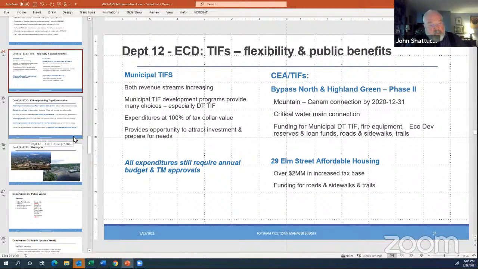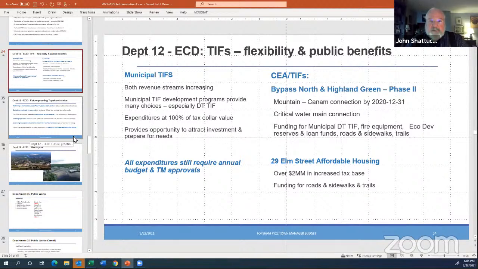Credit enhancement TIFs, unlike a municipal TIF, which is purely a sheltering mechanism for town control revenues, do involve a rebate to a developer. The town has been very disciplined and conservative in applying a kind of but-for test, where we look at projects that would not proceed but for the support made available by a TIF.